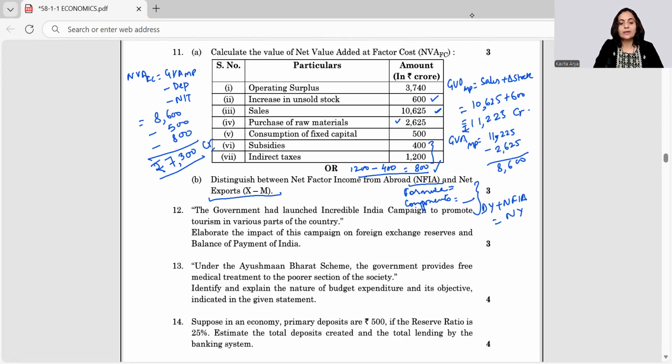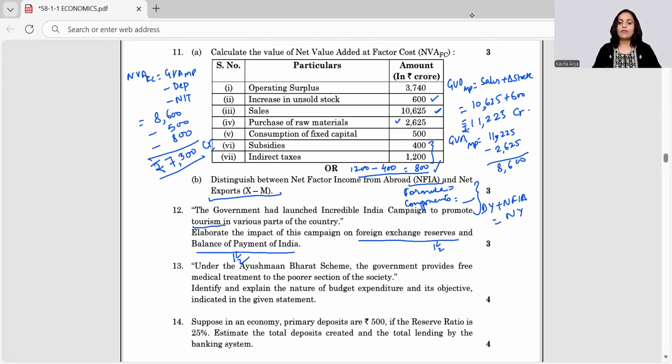Okay. Now, 12th question. The government had launched Incredible India campaign to promote tourism. Okay. So elaborate the impact of campaign on foreign exchange reserves and balance of payments of India. Try and understand when you're reading, mark the important points. It's not one question asked here. We have a mix of two questions and the weightage would be 1.5 and 1.5 for the same.